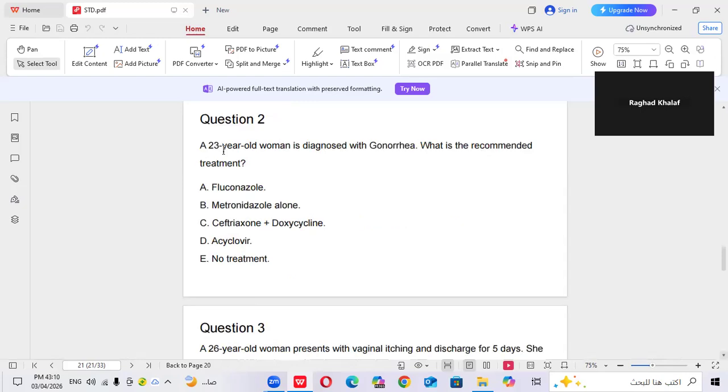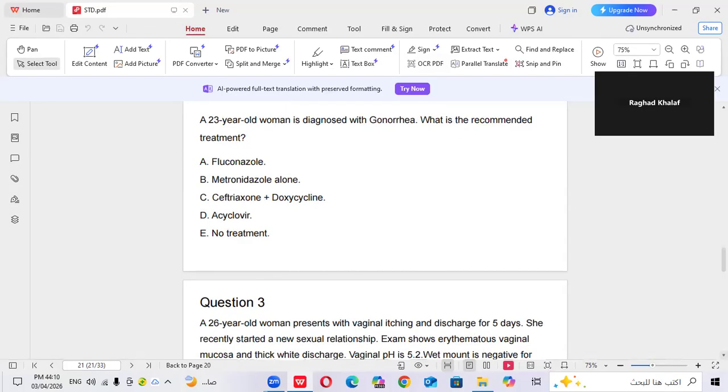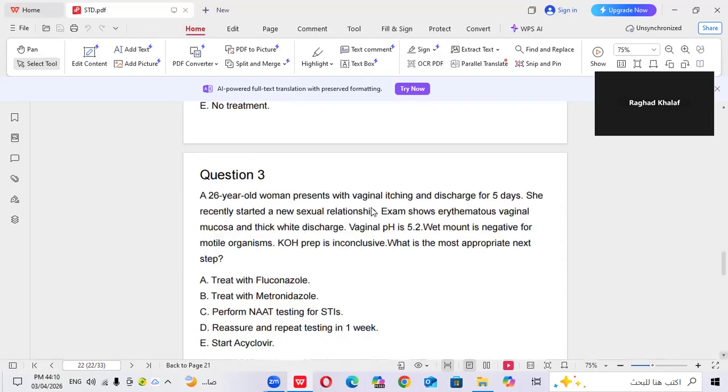Question two, 23-year-old woman is diagnosed with gonorrhea. So he gave you the diagnosis. He is just asking you what is the treatment. So you have to memorize the treatment for gonorrhea. It's ceftriaxone, and you always have to treat for chlamydia if you didn't exclude it by giving doxycycline because they coexist with each other, gonorrhea and chlamydia.